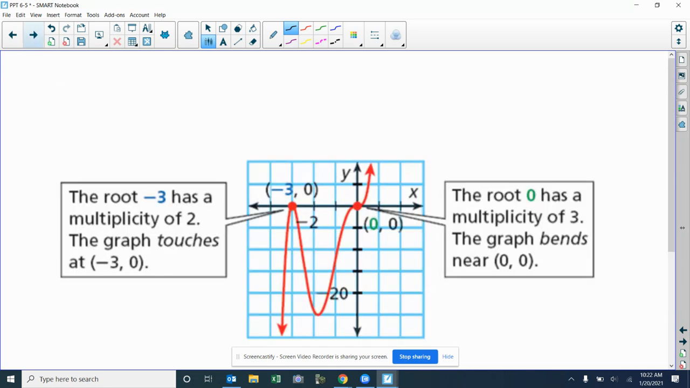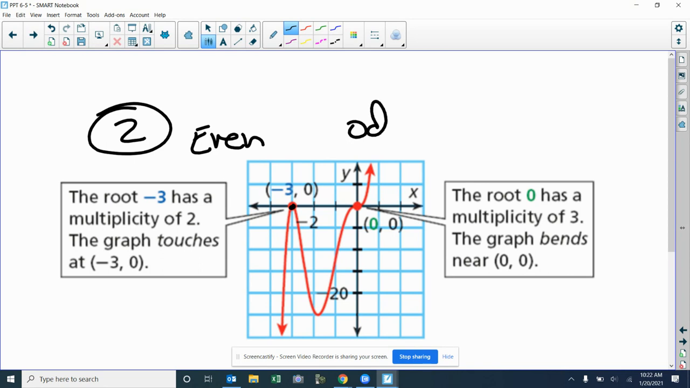So for example, it can come from the top or the bottom. It comes up and touches there. That's going to be an even. Most of the time it's 2, okay? Multiplicity of 2. Occasionally a 4, but not that often.